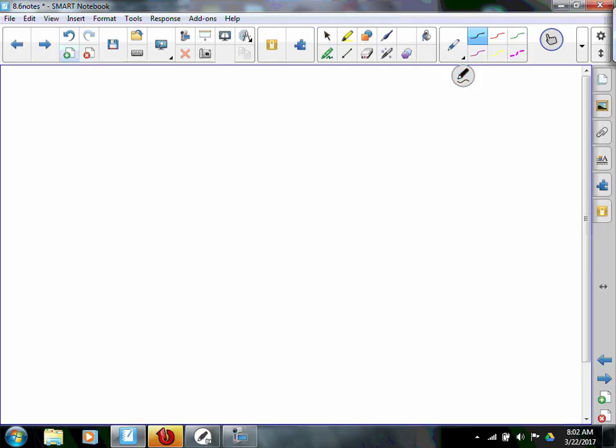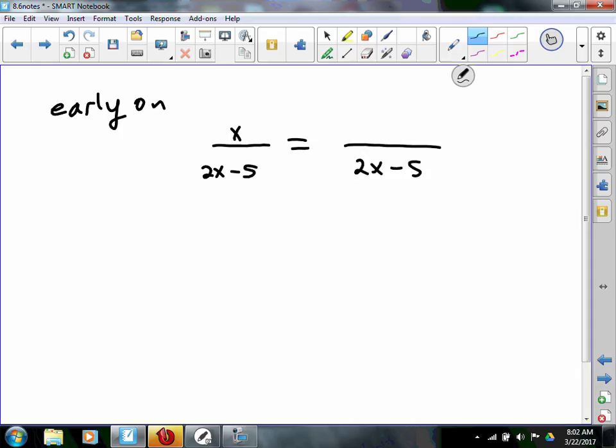So here's an overview. Here's a roadmap of where we're going to be going with these examples. Early on, we're going to see something like this. There's going to be an x somewhere, obviously. There might be a 2x minus 5 here, and a 2x minus 5 here, and there might be something like a 3 there. And you're going to have to solve that.